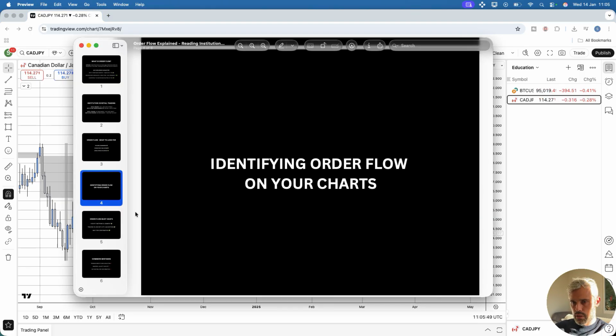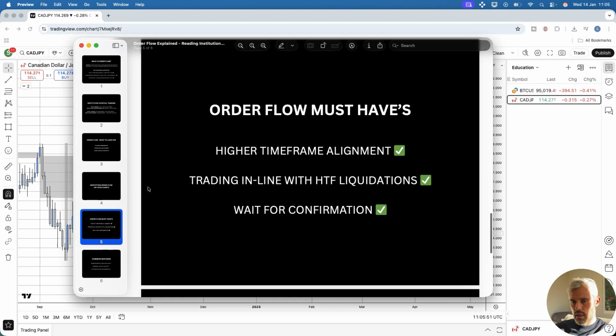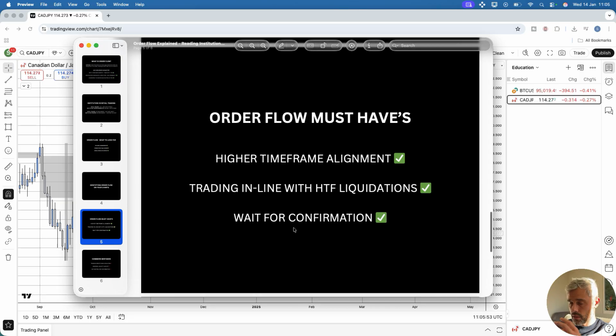Just going to close now with just some must-haves and mistakes that I see around order flow. Order flow in isolation, the creation of fair value gaps in isolation, mean nothing. It has to be in line with higher time frame alignment, and that is having that combination of your price action on lower time frames with higher time frame candles and concepts, trading ideas. Again, trade in line with higher time frame liquidation.